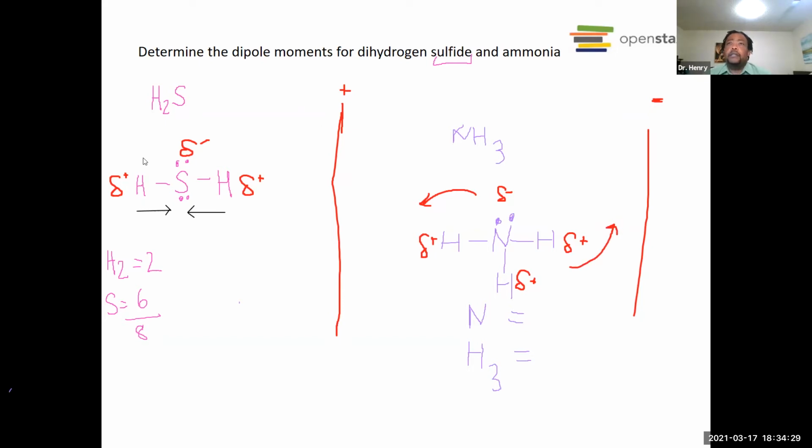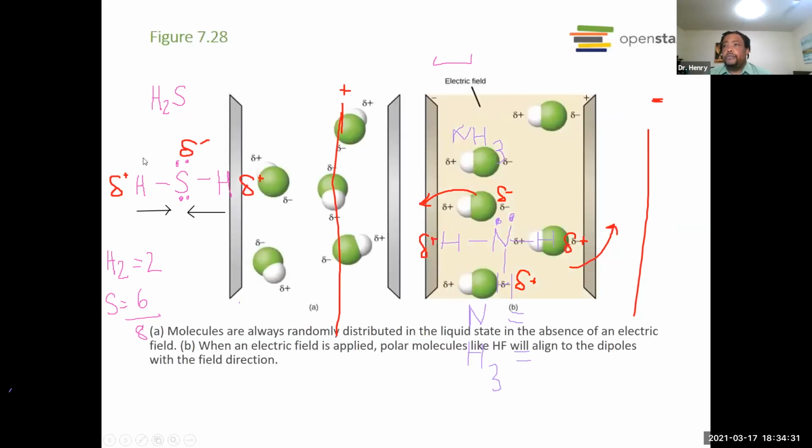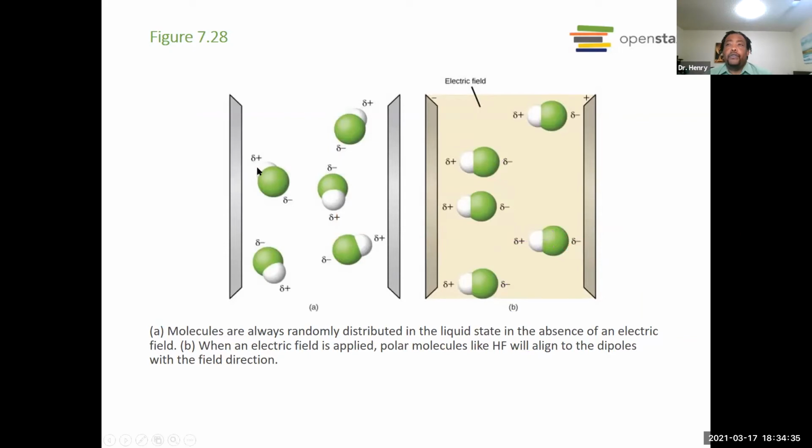Okay, so we have a partially positive, partially negative molecule in solution. As soon as we turn on that electric field, the positive is going to face towards the negative and the negative is going to face towards the positive. And so you're just going to get orientation. So this is called polarizing a solution.